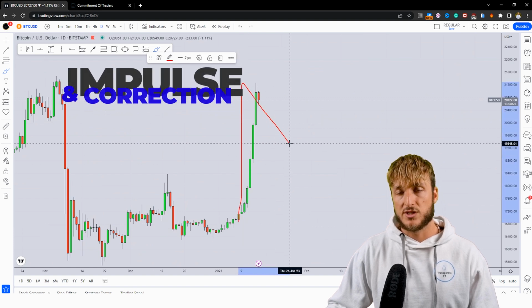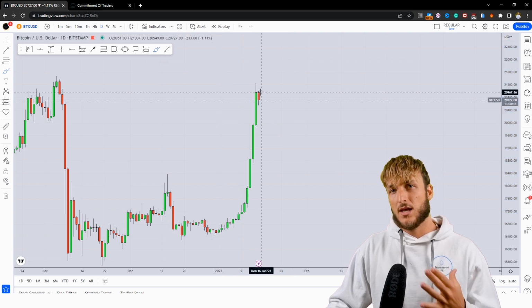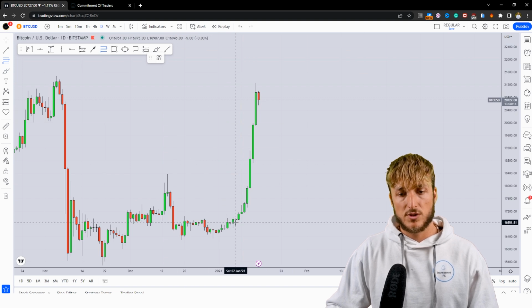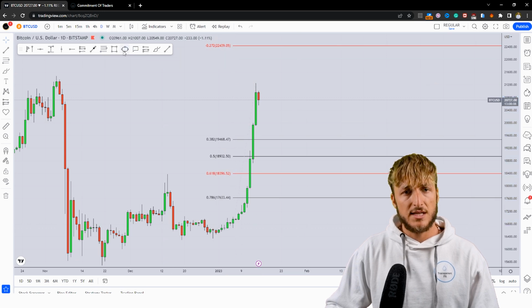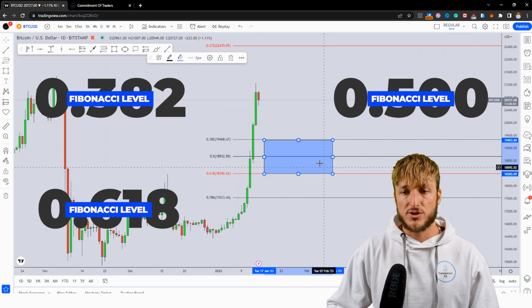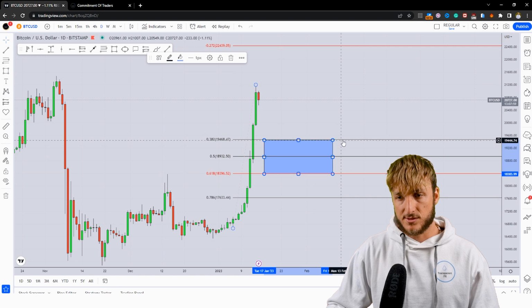After an impulse, what you expect is the correction and then the continuation higher. Now, if you have an impulse and you want to measure the correction, what you have to do is take your Fibonacci from the low to the high of the impulse. And if we do that, what we can see is that we have the 0.382, 50% and 0.618 Fibonacci retracements all lining up in this zone.